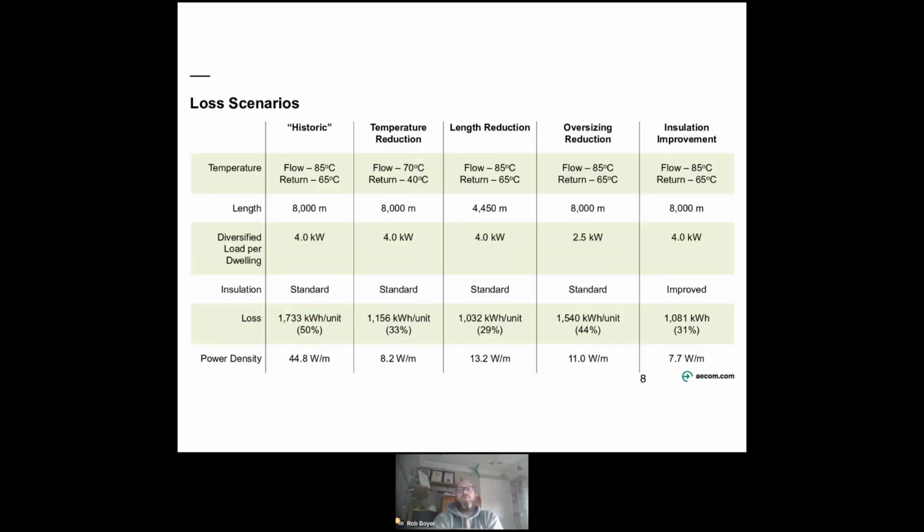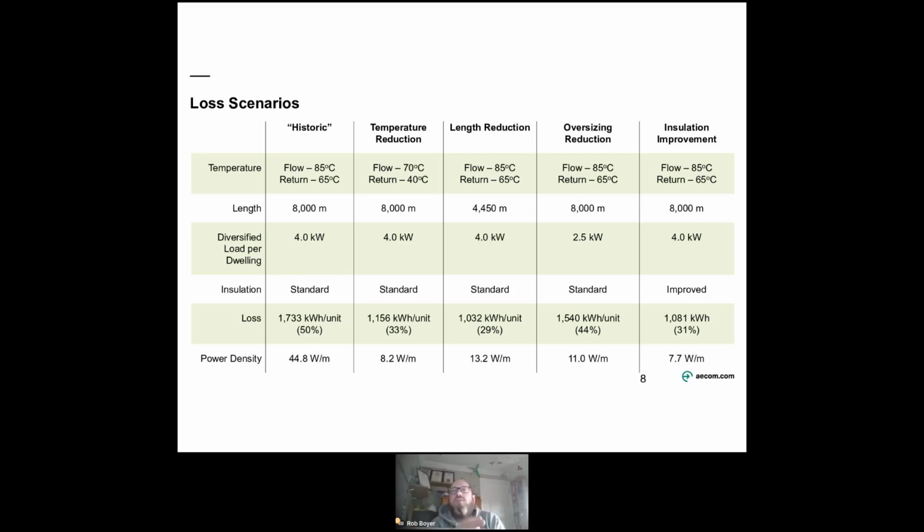So here's some examples where a relatively traditional, but I would argue quite poor scheme, which I've labeled as historic. This is how things have been done in the past. So we've got 85 flow, 65 return. That's not even discussing the fact whether that's constant or variable temperature. Quite a significant length of total pipe work within the building. The system is oversized. It's at 4 kilowatts per dwelling when you look at all the work. Insulation, it's listed as standard, but it's still pretty good quality insulation. It's fully compliant.